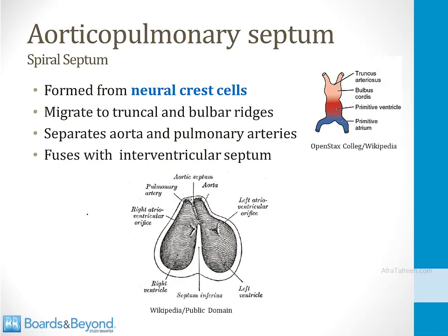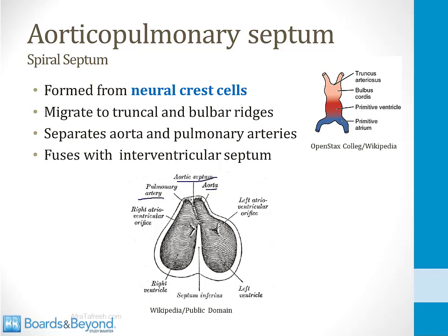I also mentioned before an important structure called the aorticopulmonary septum. It's also sometimes called the spiral septum. If you look at this picture at the bottom of the screen, in the embryo, the ventricle has a single outflow tract, but the aorticopulmonary septum will divide it into the aorta and the pulmonary artery.